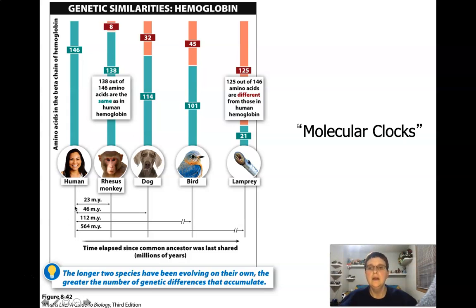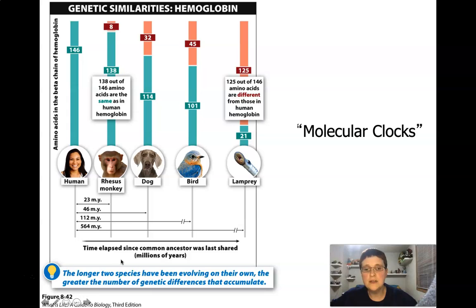And so based on this data, it's been 23 million years since we had a common ancestor with rhesus monkeys. That doesn't mean that we came from monkeys. That means we had a common ancestor at some point in the past that we got this information from. 46 million years ago for dogs, 112 million years ago for birds, and 564 million years ago for lampreys. So it's been a long time since we had a common ancestor with this fish.